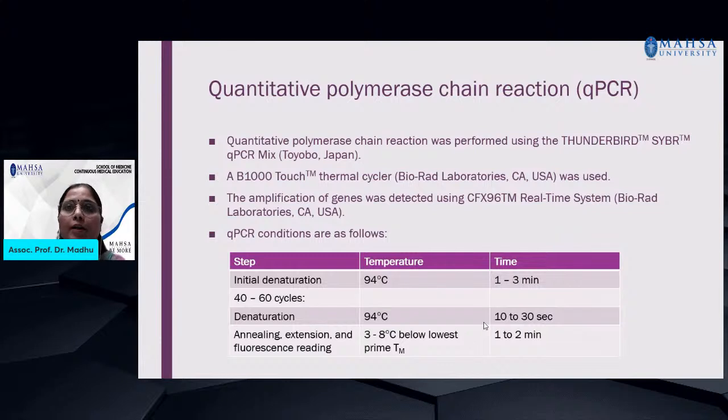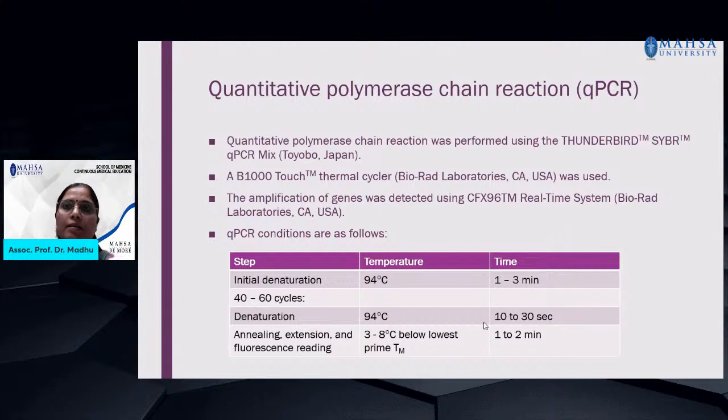So these are the product lines. The quantification was performed using the well-known qPCR technique, using the Thunderbird SYBR qPCR mix, and quantified using the B1000 Touch thermal cycler from Bio-Rad. The amplification of the genes was detected using the CFX96 real-time qPCR system. These are the qPCR conditions, which are very standard and widely reported in the literature as well.